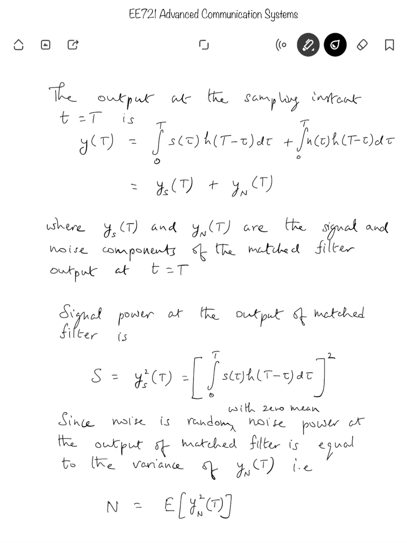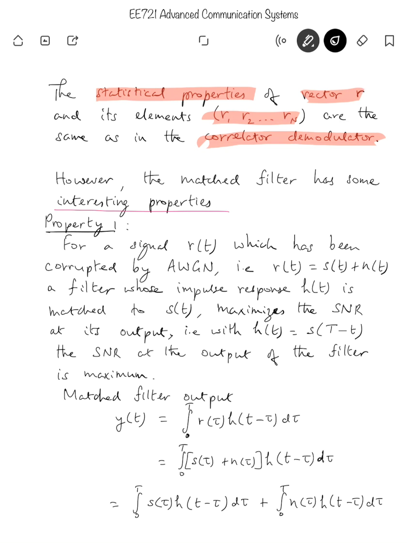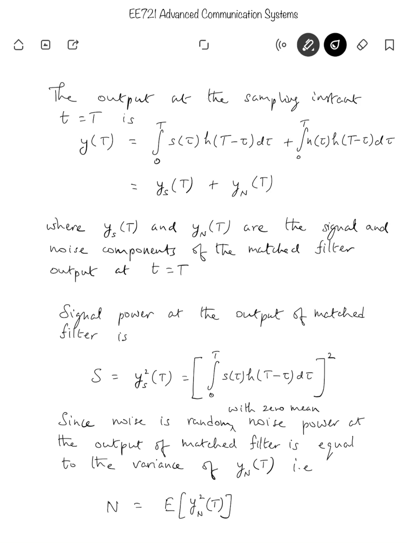And again, if you notice here, we are sampling it at the moment of interest, which is capital T, at the time t equal to capital T. Okay, if you put t equal to capital T, which is our moment of interest, we get the output at the sampling instant, which we will call the signal component at the sampling instant, and yn of capital T as the noise component at the sampling instant capital T. So we have the output of the matched filter divided into two components, the signal component and the noise component.